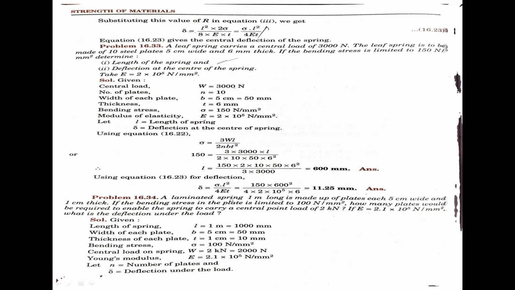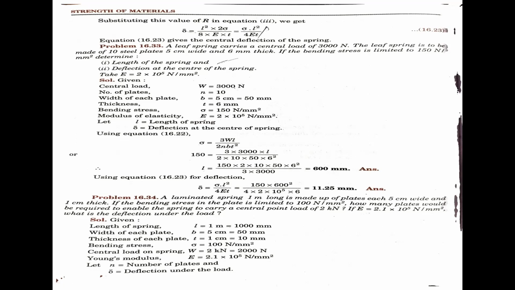A laminated spring or leaf spring 1 meter long is made up of plates each 5 centimeter wide and 1 centimeter thick. If the bending stress in the plate is limited to 100 Newton per mm square, how many plates would be required to enable the spring to carry a central point load of 2 kilonewtons? Okay, if capital E equal to 2.1 into 10 to the power of 5 Newton per mm square, what is the deflection under the load? Okay, this is the problem.